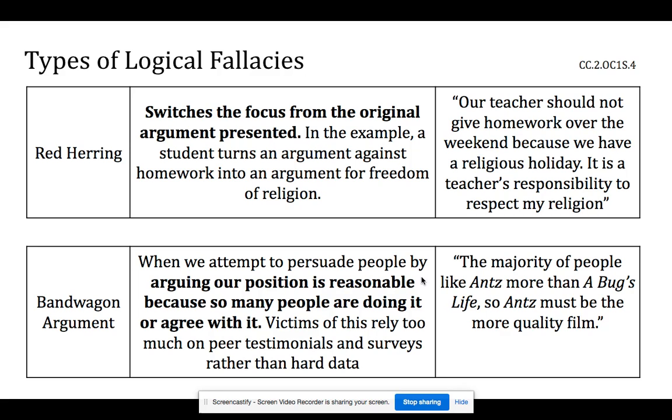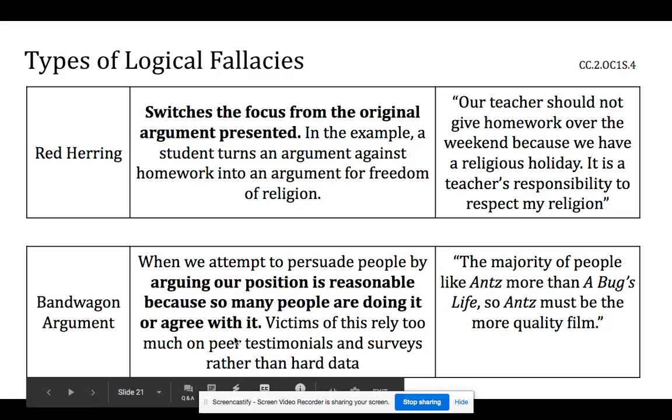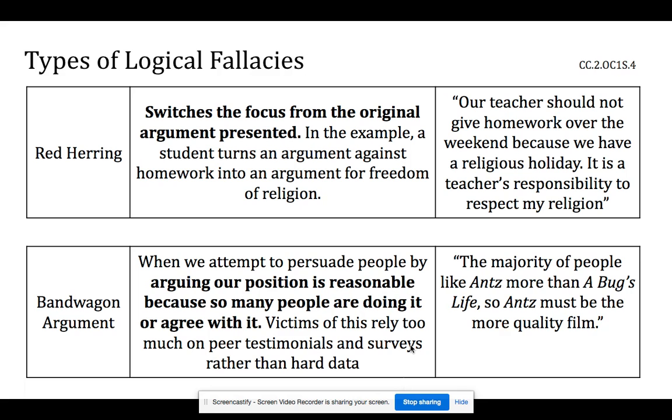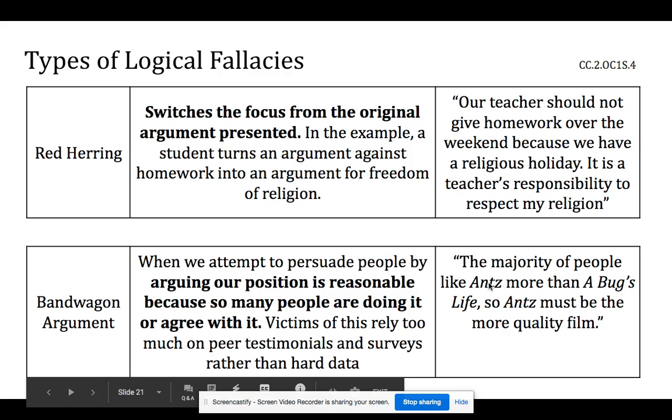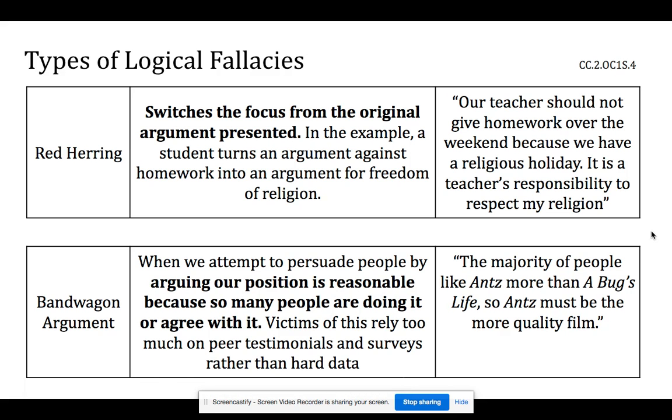Sorry, I lost my train of thought for a second because I was looking at ants and I hate ants. So this one says the majority of people like ants more than A Bug's Life, so ants must be the more quality film. And we're like, oh man, this person had a really great time with it, or this survey says people really like it, but what about the actual facts? Is it a more quality film or not? So don't try to persuade someone by saying, oh well, everybody's doing it, or, oh, this one person likes it. Make sure it's actually based off of persuasive evidence.